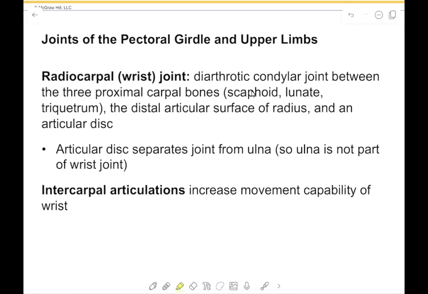The radiocarpal joint, commonly called the wrist joint, is diarthrotic, and the shape of the joint is condylar between three proximal carpal bones, specifically the scaphoid, lunate, and triquetrum, and the distal articular surface of the radius. There's an articular disc which is going to separate the joint, and it allows for intercarpal articulations.